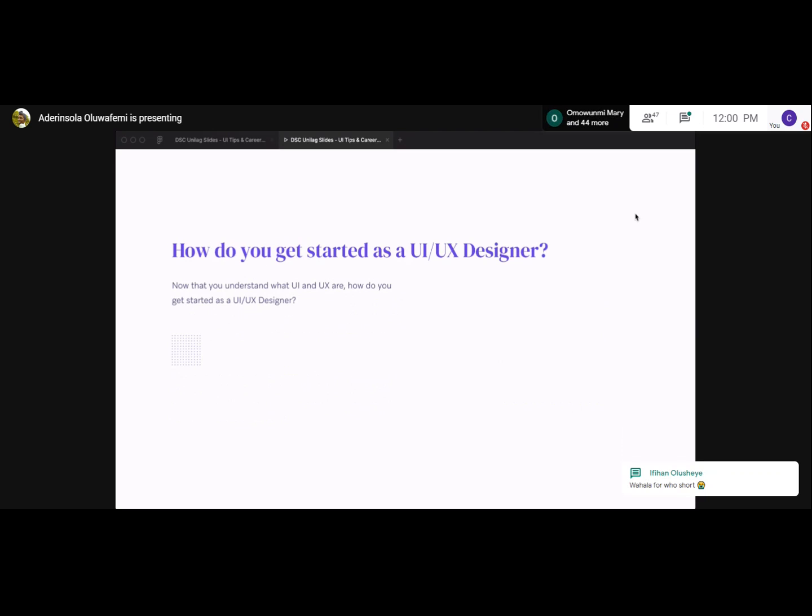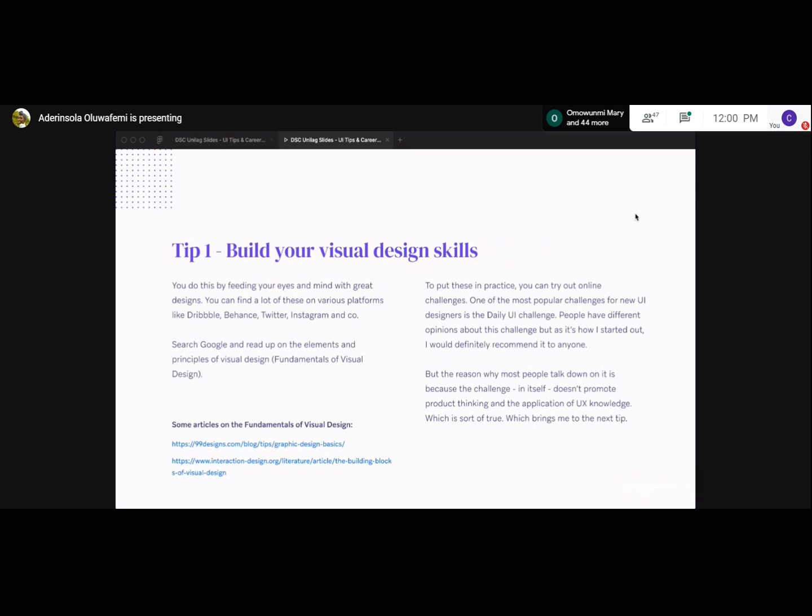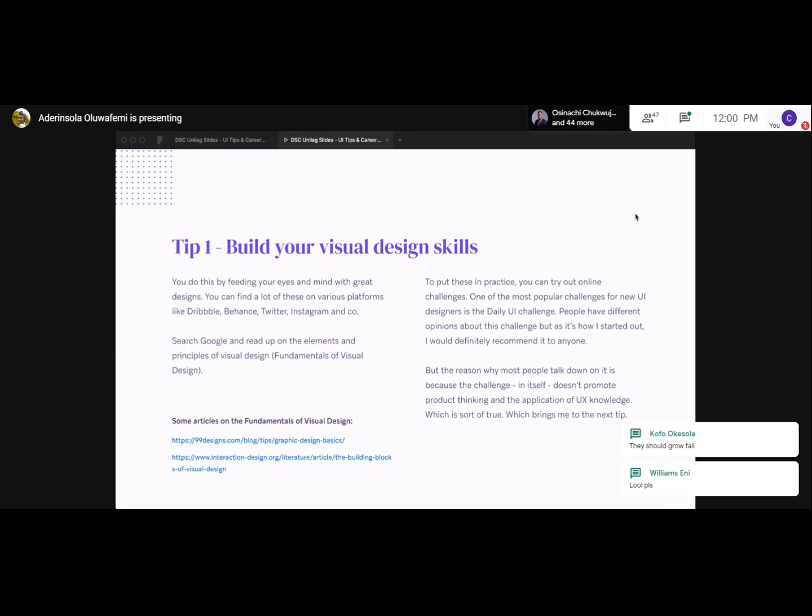So how do you get started as a UI UX designer? Tip 1. Everything that I share here today is just based on personal experience, right? So I'm just going to tell you the things that have helped me grow on this journey. Tip 1, build your visual design skills. And you do this by feeding your eyes and mind with great designs.